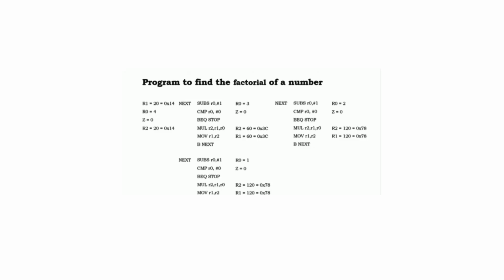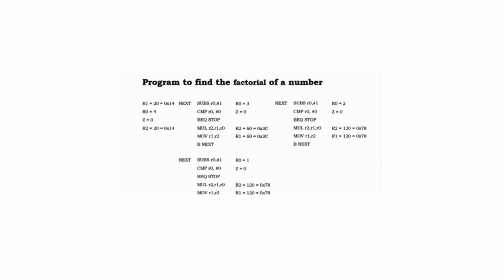Now we will compare the value again, R0 with 0, that is not equal to 0, it is 1. It will not jump to the stop instruction, it will continue the multiplication instruction. We will multiply R1 into R0. R1 was 120, now R0 is 1, 120 into 1, 120. We'll have 120 itself, the value equivalent to 78 hexadecimal. We'll move it to our result register R1.